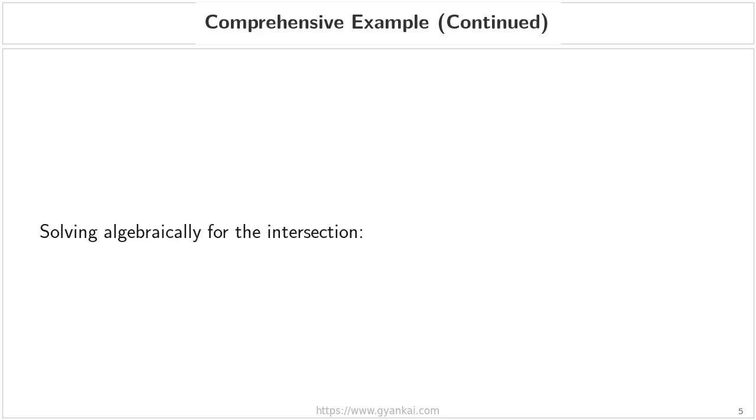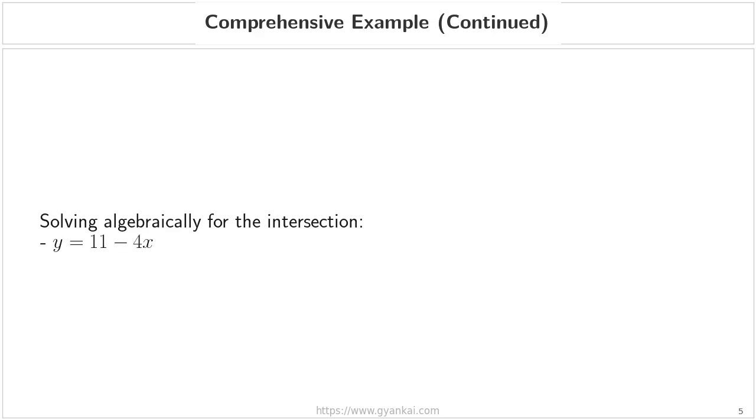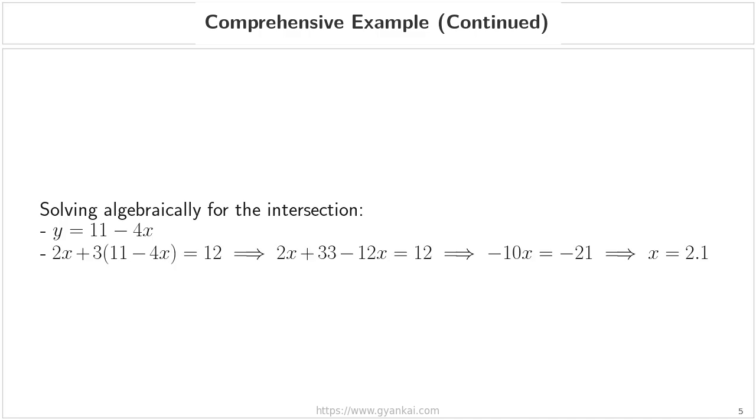First, let's take our second equation, which was 4x plus y equals 11, and rearrange it to isolate y. This gives us y equals 11 minus 4x. Now, we will use the substitution method. We'll take this expression for y and plug it into our first equation, which was 2x plus 3y equals 12. When we substitute, we get 2x plus 3 times the quantity 11 minus 4x equals 12.